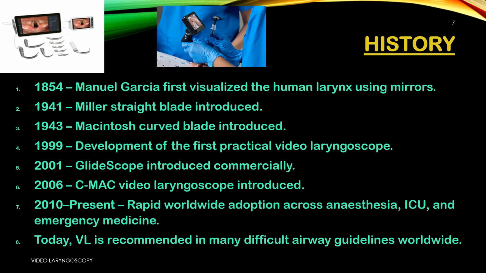History. 1. 1854: Manuel Garcia first visualized the human larynx using mirrors. 2. 1941: Miller straight blade introduced. 3. 1943: Macintosh curved blade introduced. 4. 1999: Development of the first practical video laryngoscope.